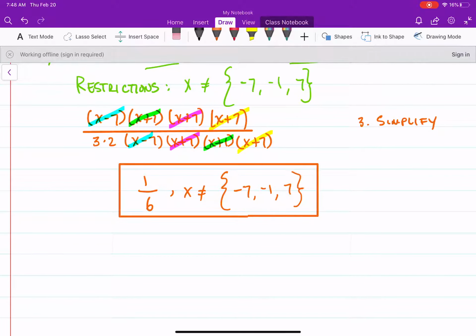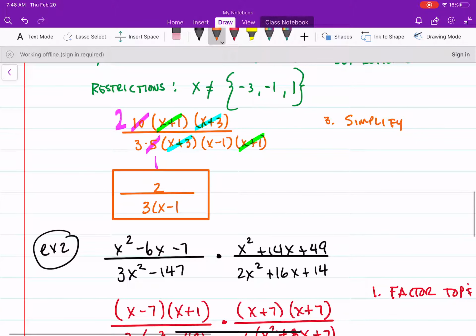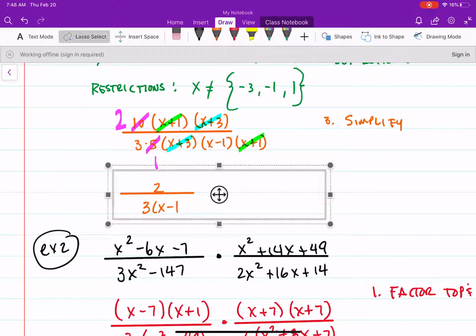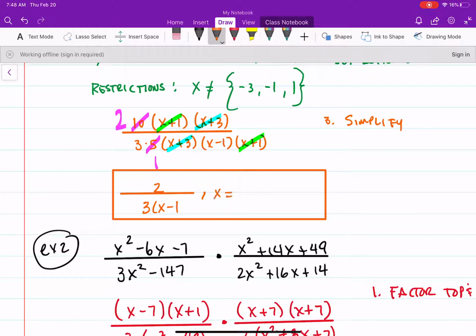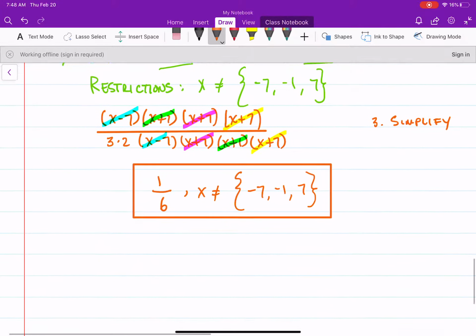With that being said, however, that means I've got to go back up here and change this answer as well, because I have to say comma, x cannot equal negative 3, negative 1, and 1. Whoa, that looks wacky. All right, so that's multiplying.